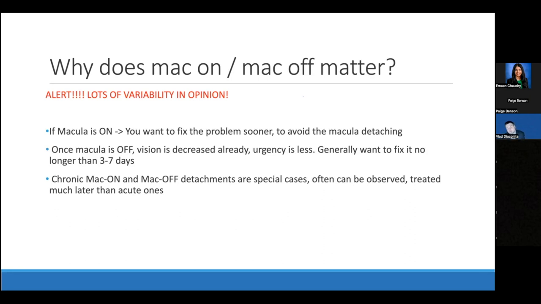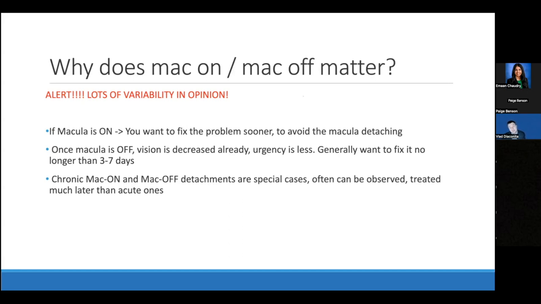Although we do want to treat it pretty soon, and different studies will disagree on this and different doctors will disagree on this, urgency can be 3 to 7 days. Most people say 5, you want to get it within 5 days, but that can be totally different if it's something that's chronic. If it's been months that it's been off, then you don't have to rush in 5 days, right?